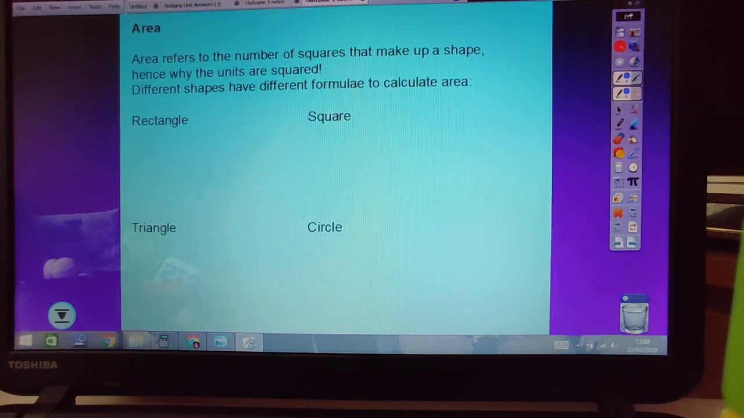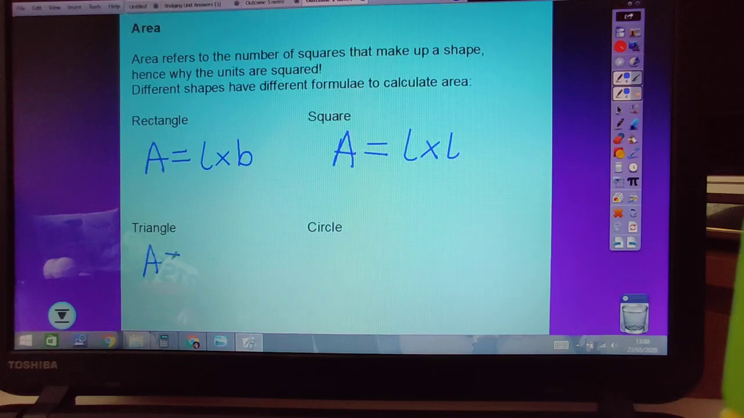Area refers to how many squares make up a shape, hence why the units are squared. Different shapes have got different formulae to calculate area. Rectangle is length times breadth. For a square, a lot of you might say, is it not the same thing? Yeah, it is, but hopefully remember a square is length times length, it's the same value. However, length times breadth will get you by perfectly fine.